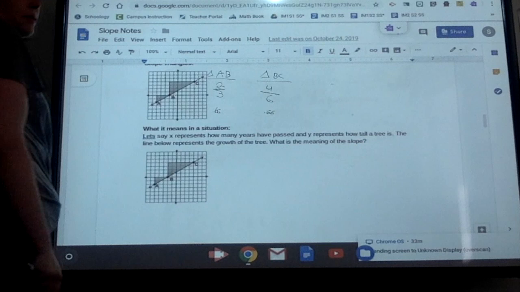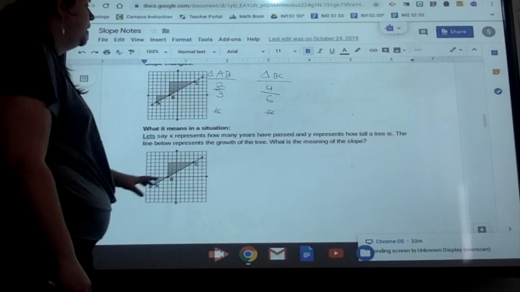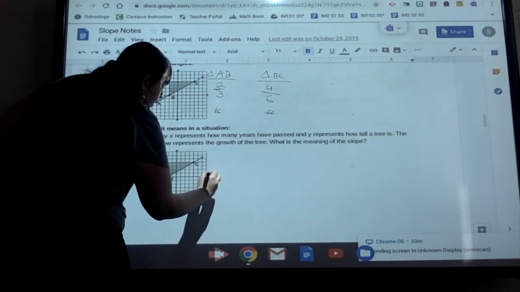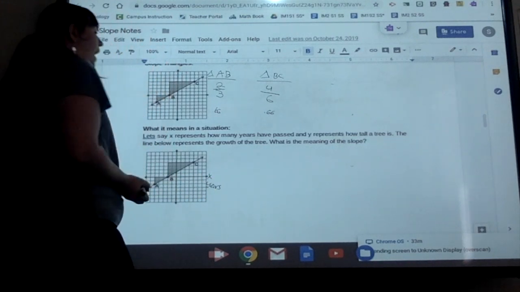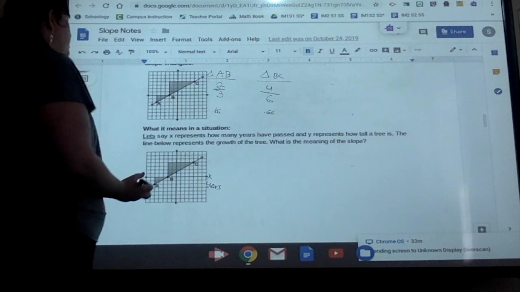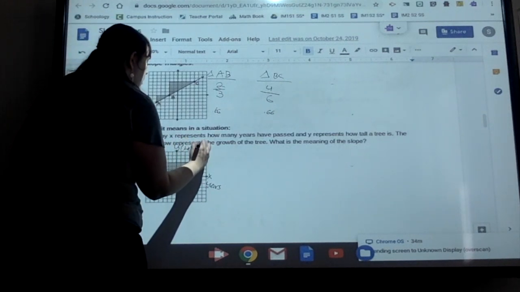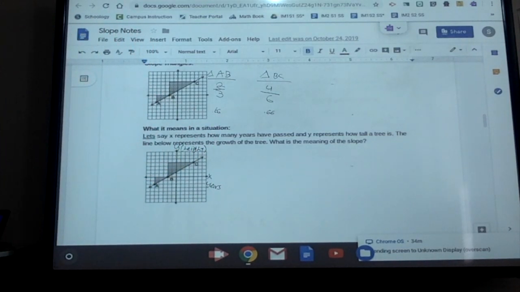So it's important to be able to understand what slope means in a situation. For example, let's say x represents how many years have passed. So x right now is years. And then y is how tall a tree is. So right now is its height. So how much height it has, the amount of height. So the line below represents the growth of the tree. What is the meaning of the slope?